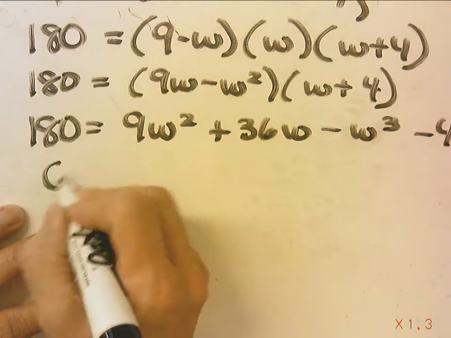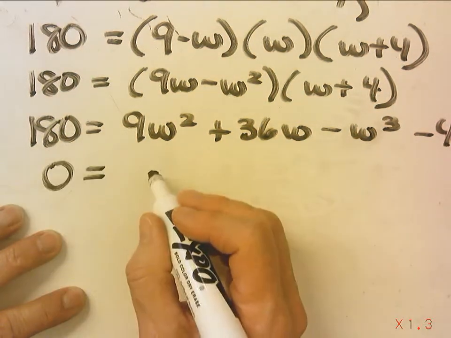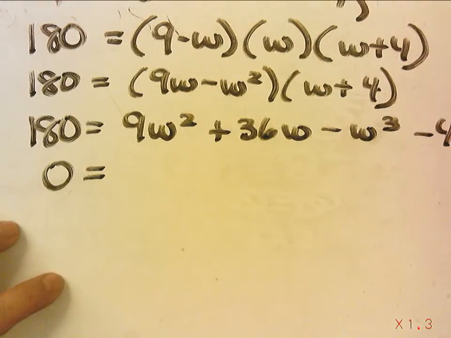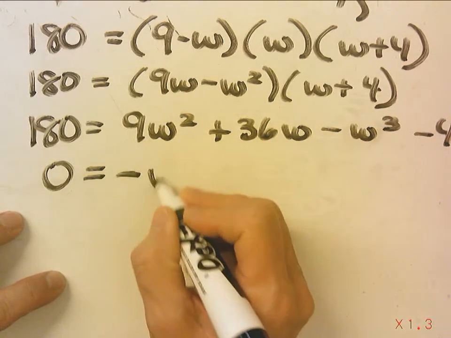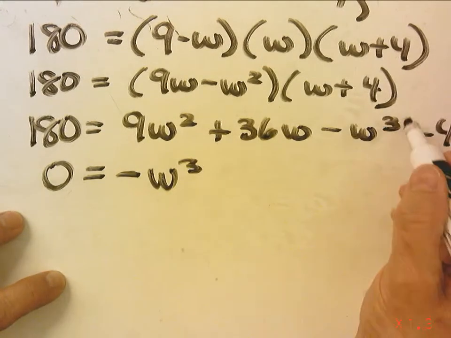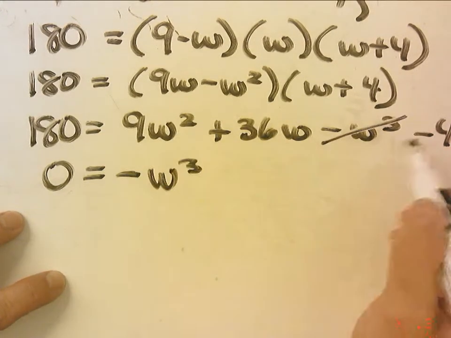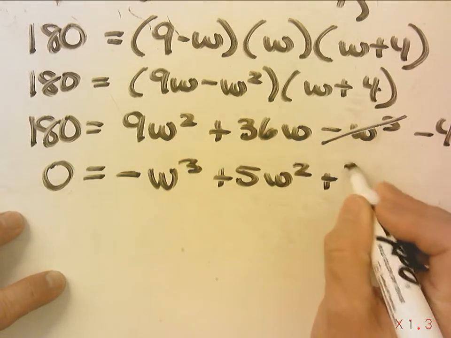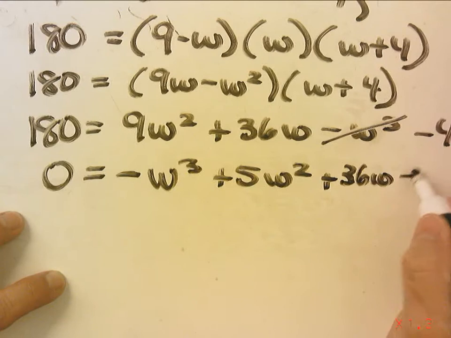So the first thing I'm going to do is subtract 180. So I get negative w cubed. I'm now going to put this in descending order. 9w squared minus 4w squared is plus 5w squared plus 36w minus 180.